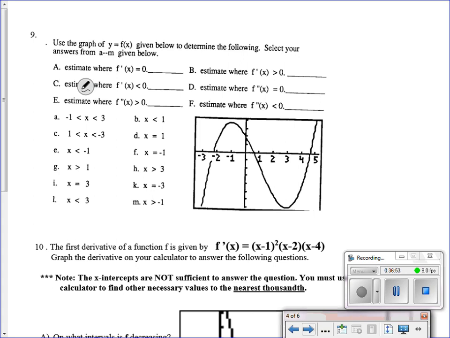So that's where the slope of the tangent is 0. So up here, you can see the slope of the tangent would be 0, and down there. So at negative 1 and at 3. So negative 1, that's F. And when x is 3, that's I.